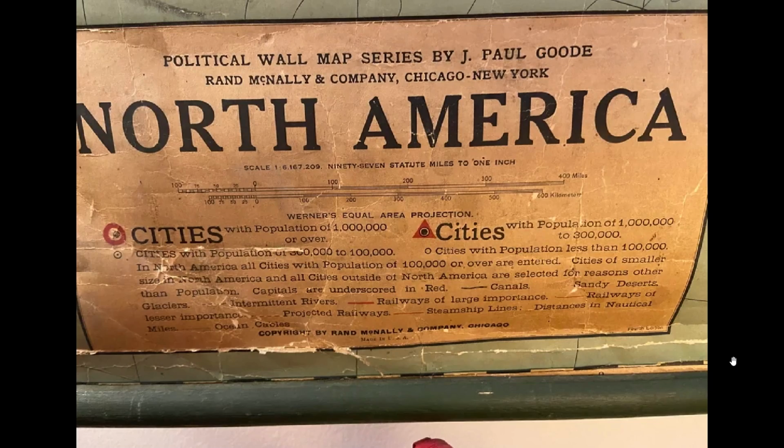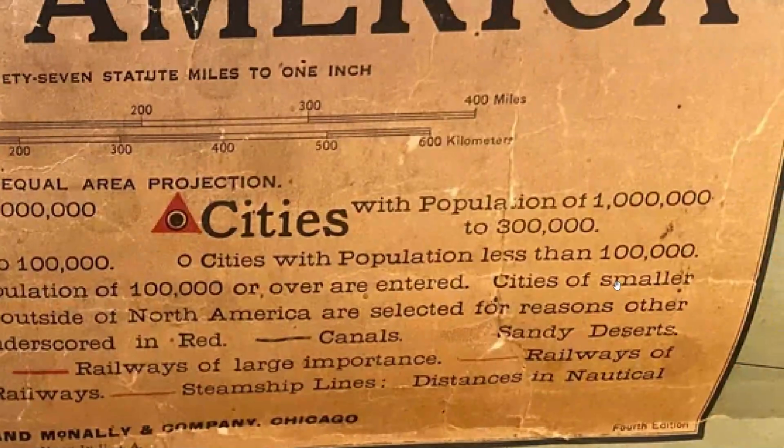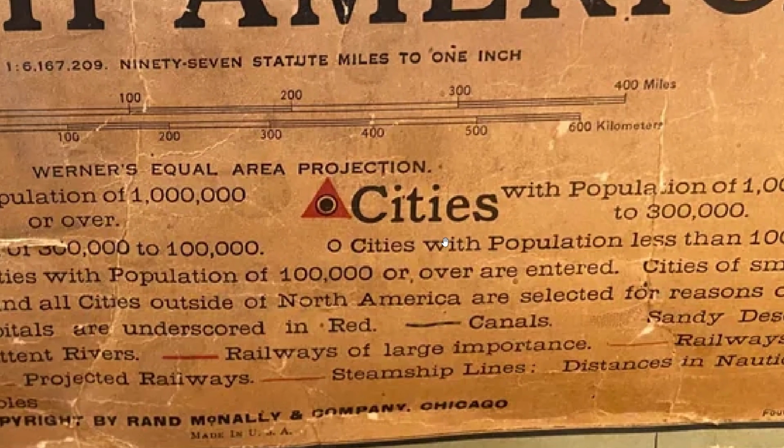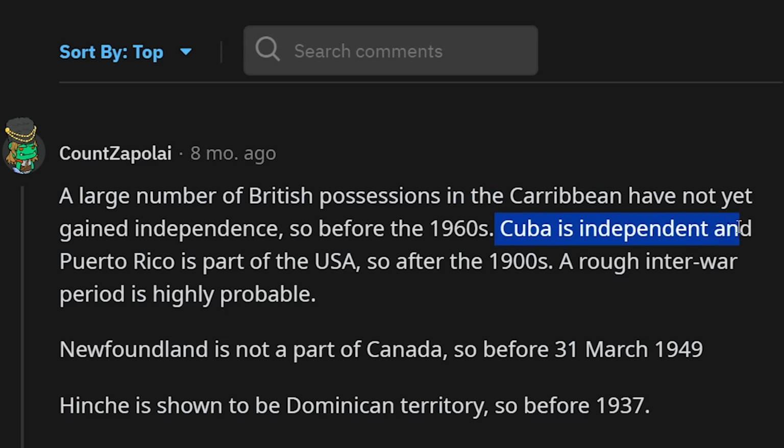Oh, this is the key context here. Cities that have a circle have a population of over 1 million. The triangles have a population of 1 million to 300,000. So the triangles are not that big. So if you know when certain cities passed certain population milestones, then you can kind of figure this out. Cuba is independent and Puerto Rico is as well. That was the first thing my eyes went to.